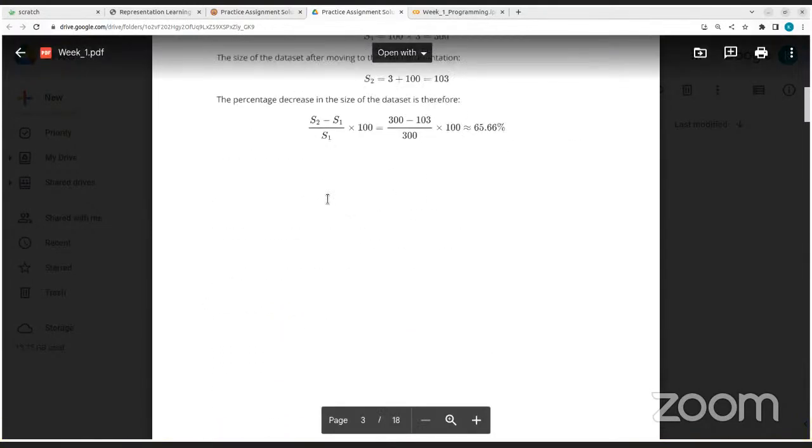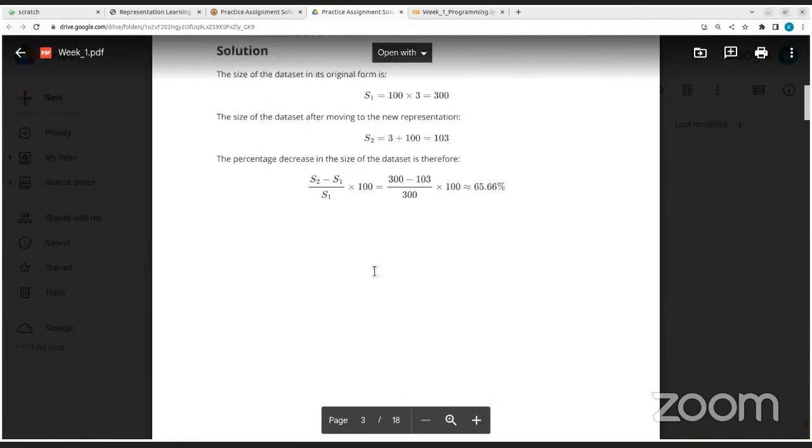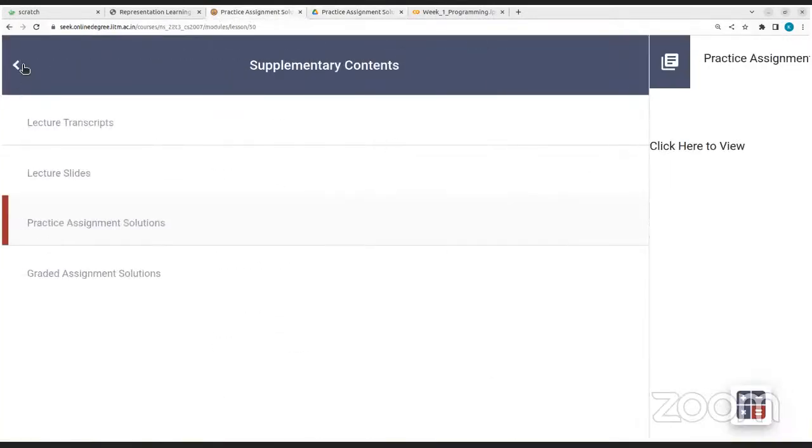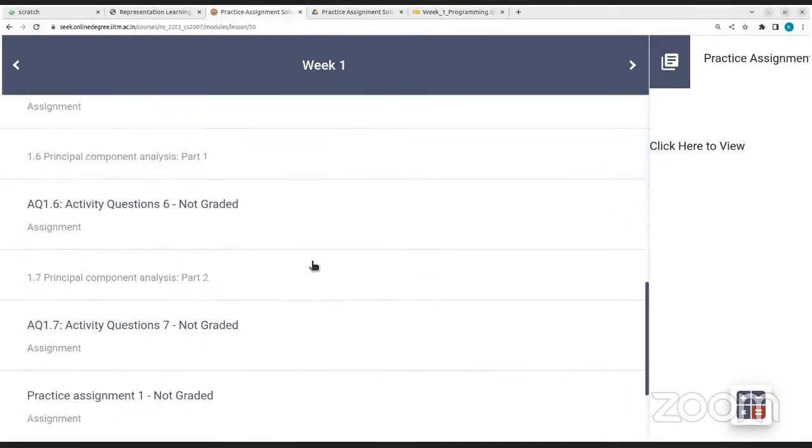Same with question 2. The steps have been given here. If there is a question beyond that, does anyone have a question with the solution being not clear? Then we can discuss that.